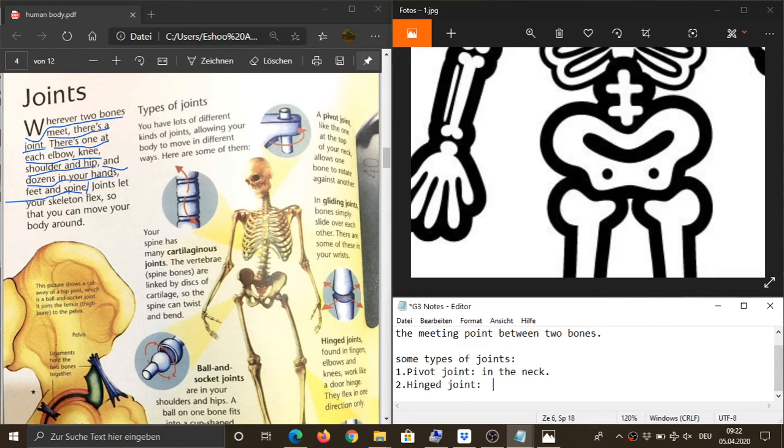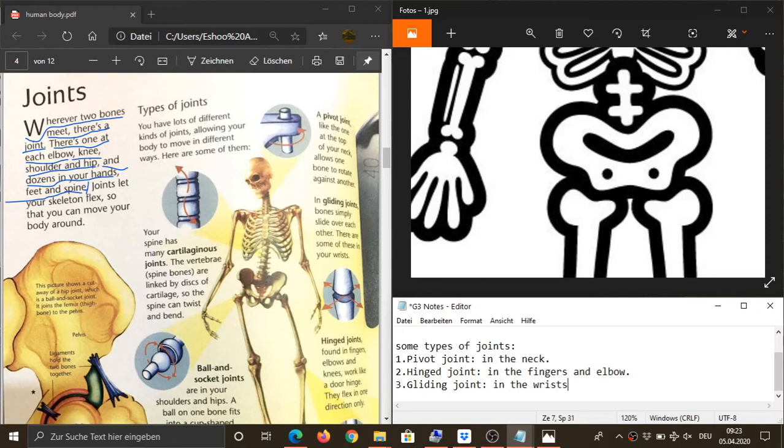Where is that other one? This other one is in the fingers and elbow. It's in the elbow and fingers. Three. Let's speak about gliding joint. Where's that other one? In the hand wrists. In the wrist. That's all about it. So these are the types of joints. There are several more types, but we are speaking about these types. These are the most important ones.